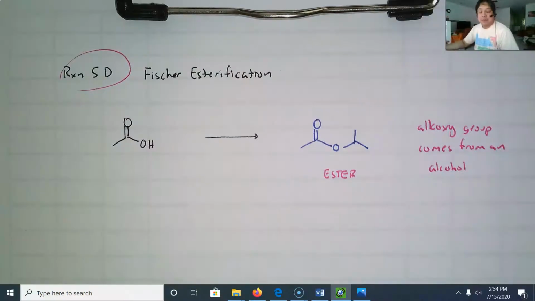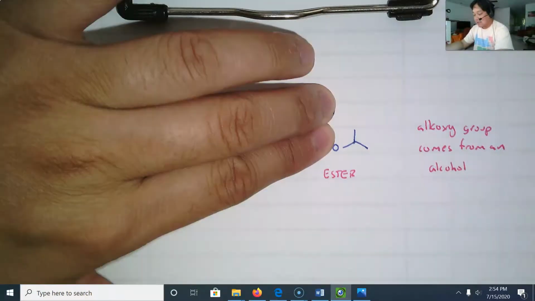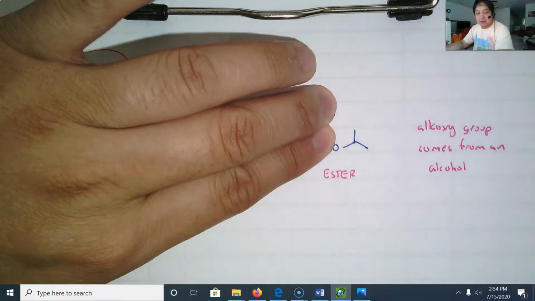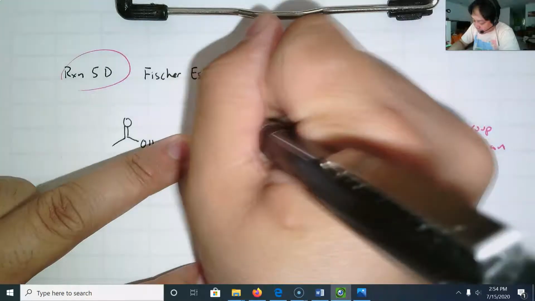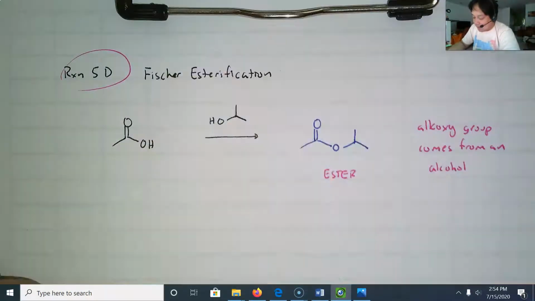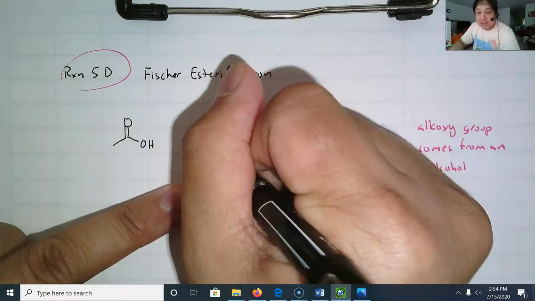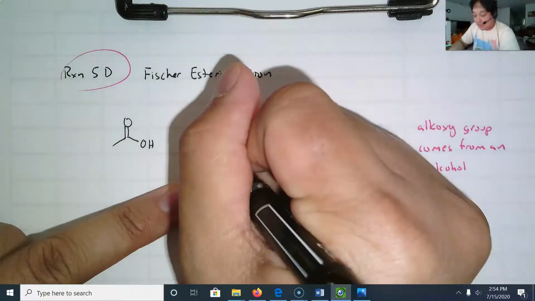So what alcohol are we going to use? You're just going to match what you see in your final product and then put an H. The alcohol you're going to use, in this case, will look like this. And it is acid-catalyzed, H2SO4 or hydrochloric acid.